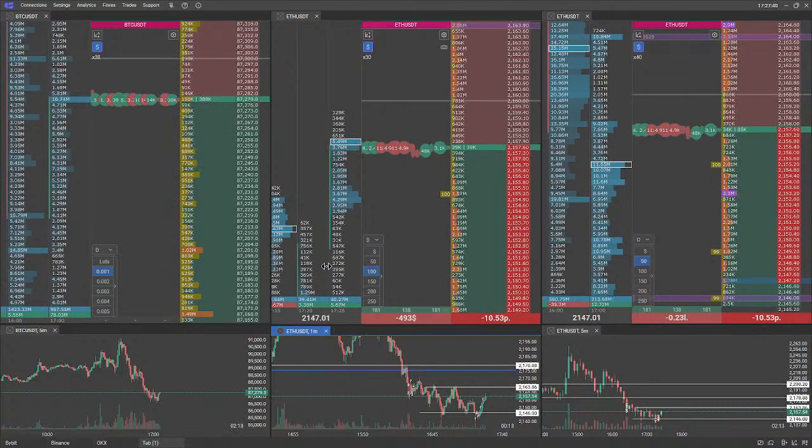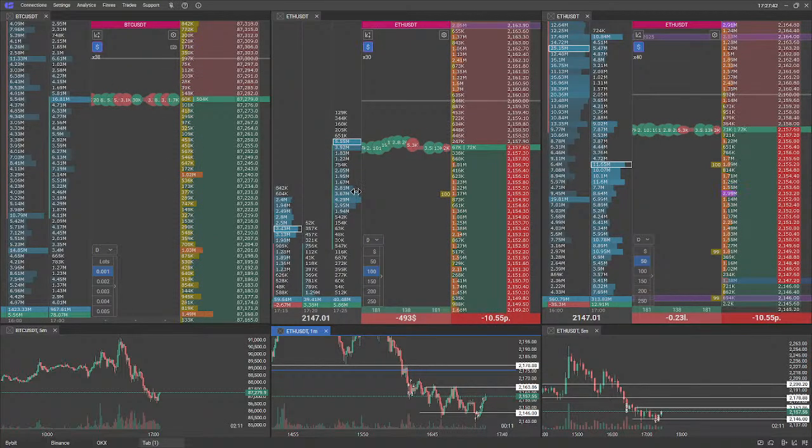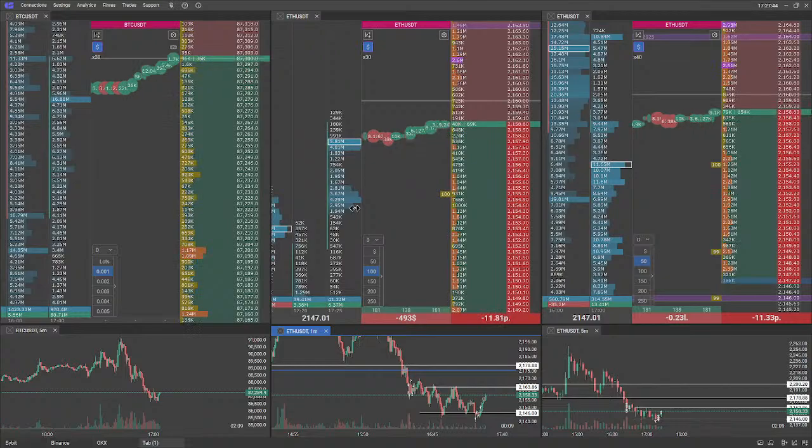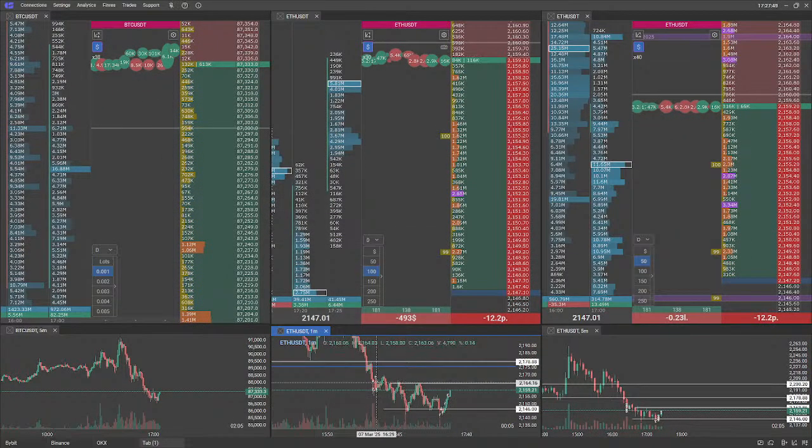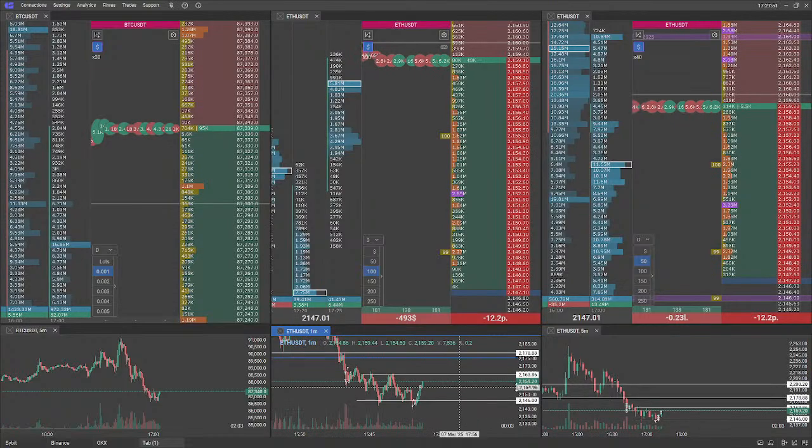Okay, my market is bouncing good. As you can see, they are putting those levels. They're fighting back and fighting back and fighting back. Might be the bottom, I understand that.